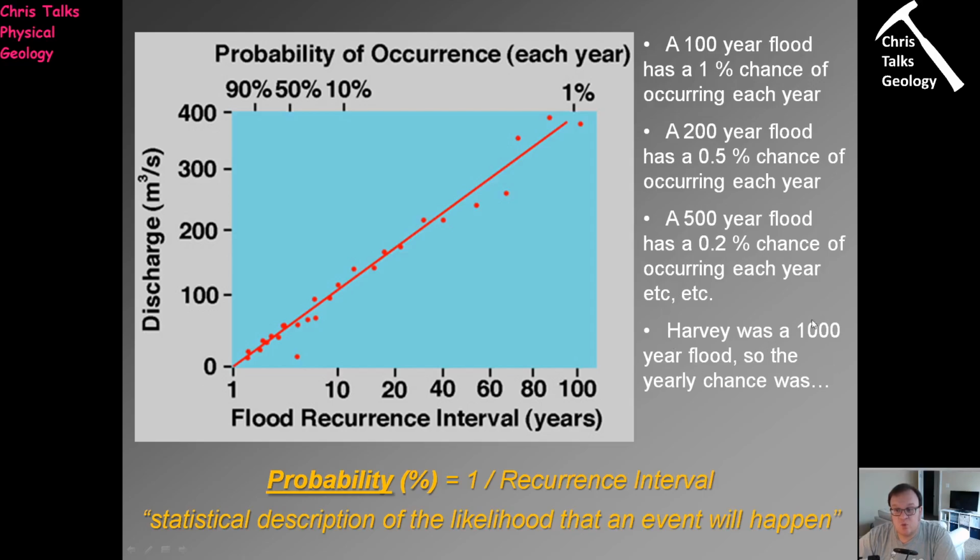So Harvey was said to be a 1,000 year flood. So the chance of that flood was 0.1% per year. The probability in percent is simply 1 divided by the recurrence interval. And once again, remember, the probability essentially shows you the chance of it happening each year. So what an insurance company will do is take the recurrence interval for the area around your house, calculate a probability based on that, and work out whether your house is safe to insure or not.